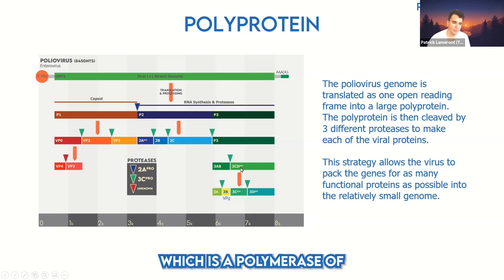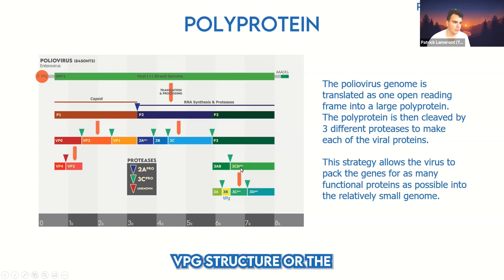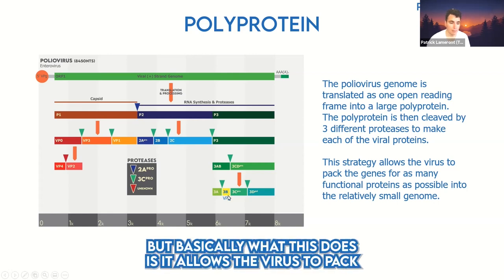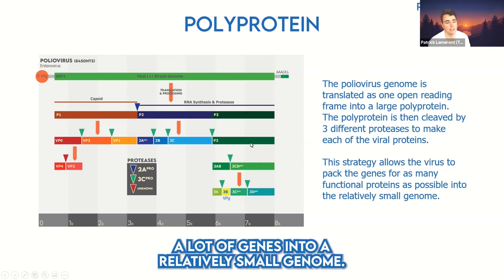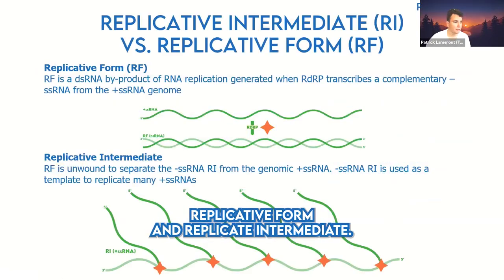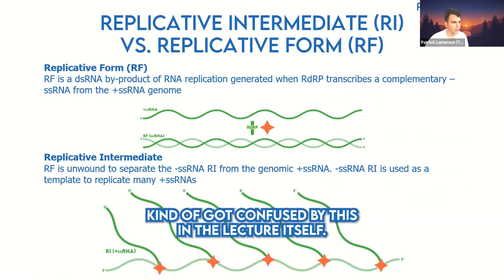which is a polymerase of the virus, and then 3A and 3B are part of the VPg structure, or the viral protein genome link that we're going to be taking a look at. But basically what this does is it allows the virus to pack a lot of genes into a relatively small genome. So I'm just going to cover replicative form and replicative intermediate quickly, because I feel like a lot of people got confused by this in the lecture itself.